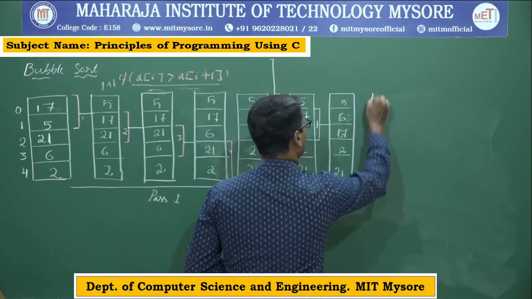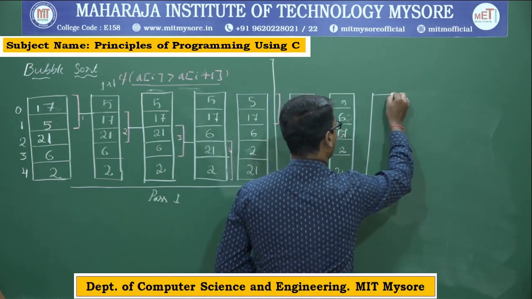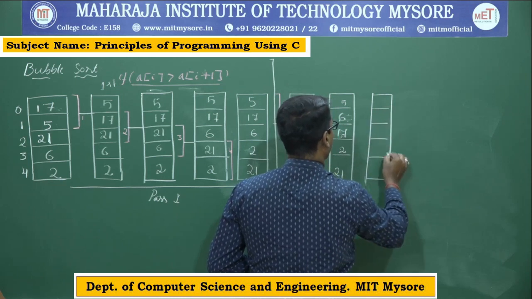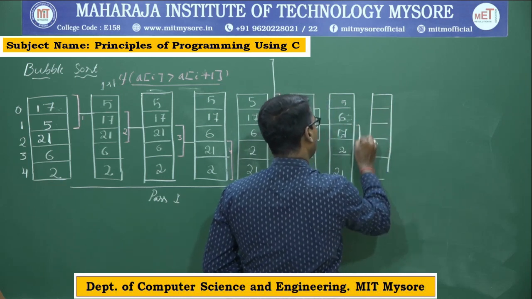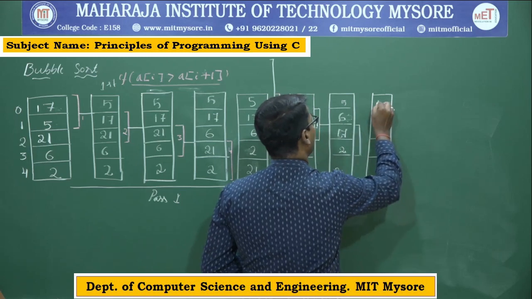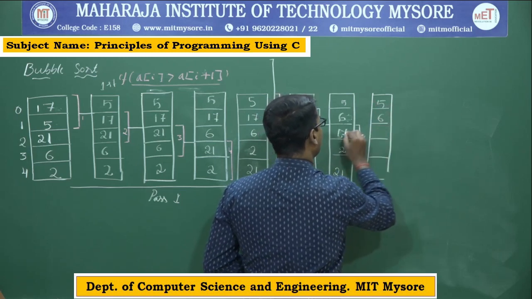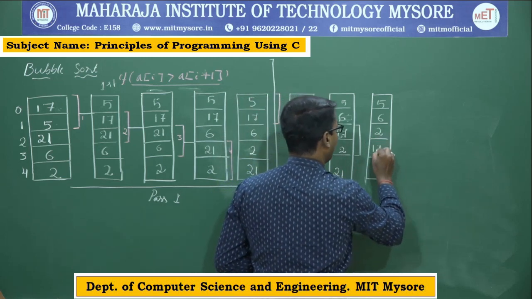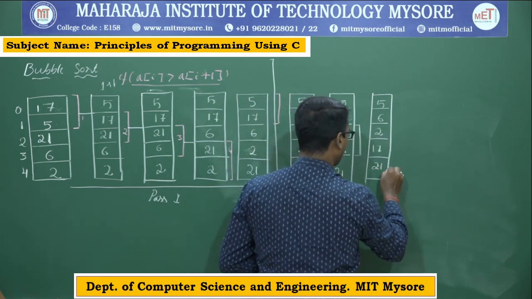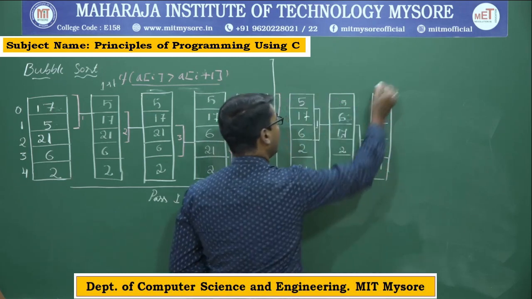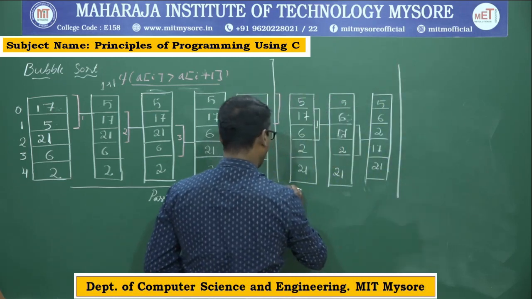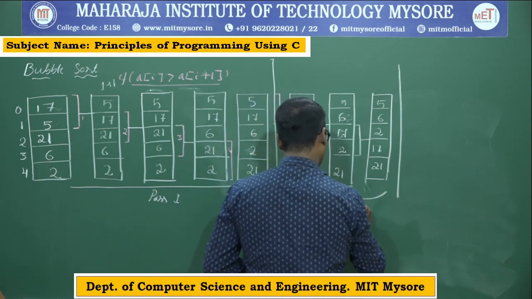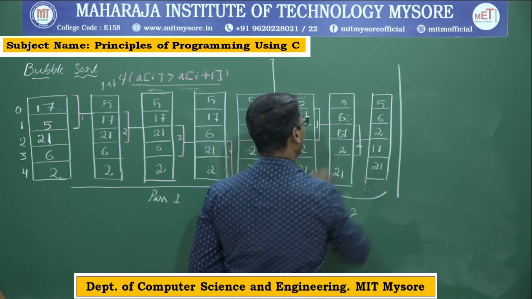Next, the 17 and 2 will be compared. So here 17 is greater than 2, the values will be exchanged. So 2, 17 and 21. So here this is pass 2. This is iteration 2.